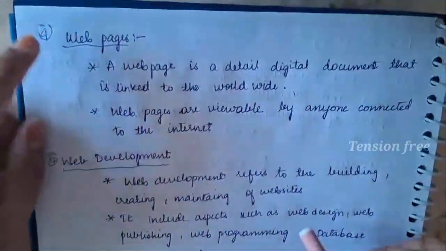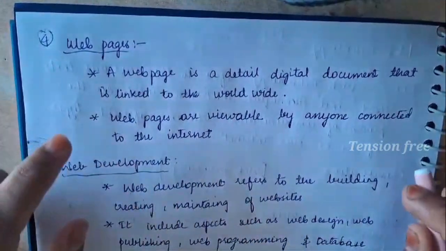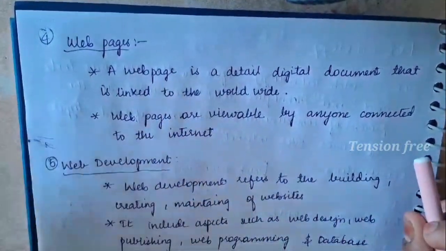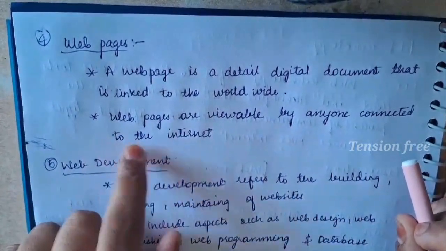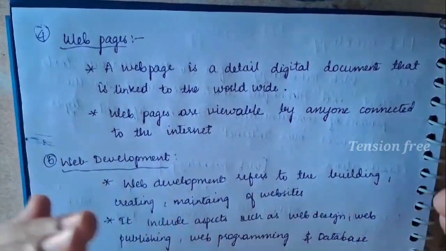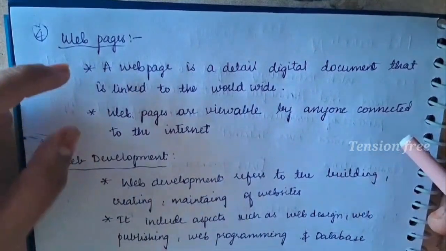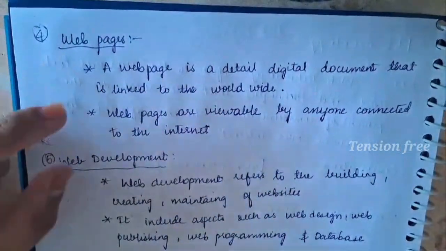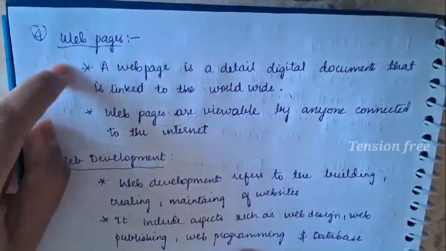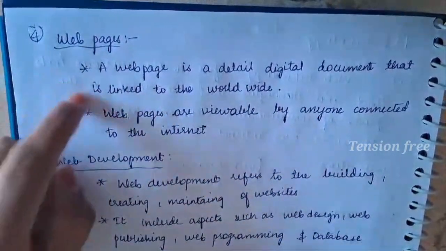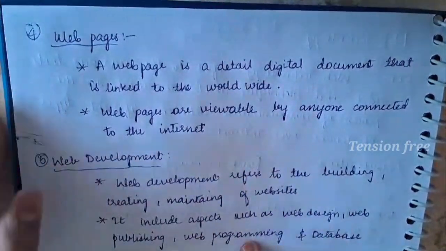The next type is web pages. They give detailed information or documentation of something in a linked way to the World Wide Web. These pages are viewable by anyone connected to the internet. This is used when we are searching for notes or something about a content. These web pages provide detailed documentation which is used to understand the content very easily.